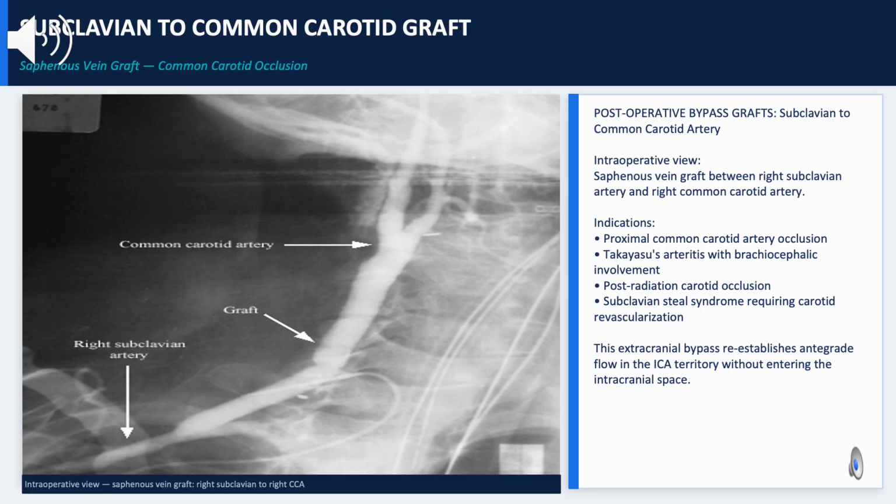The subclavian to common carotid artery saphenous vein bypass graft represents the extracranial solution for proximal CCA occlusion. The intraoperative photograph provides a uniquely direct view of the actual anastomosis. The saphenous vein graft is clearly visible, connecting the right subclavian artery to the right CCA.